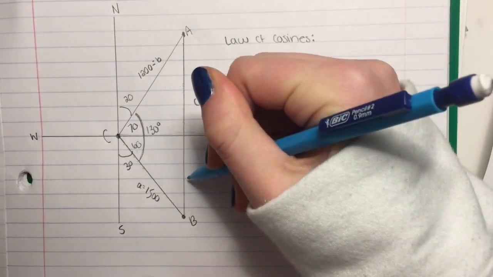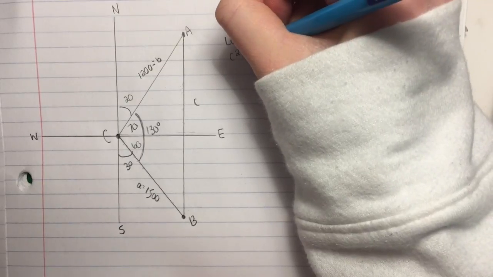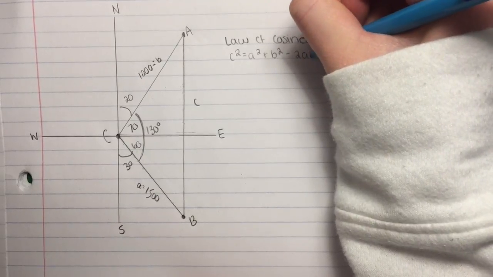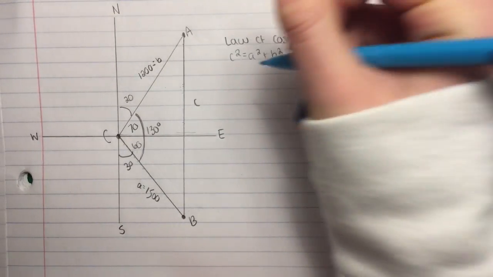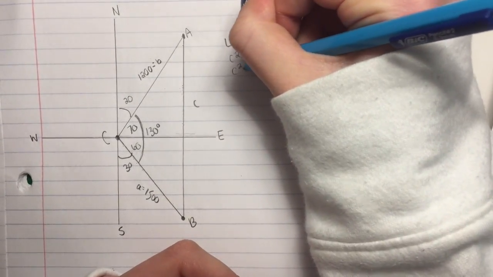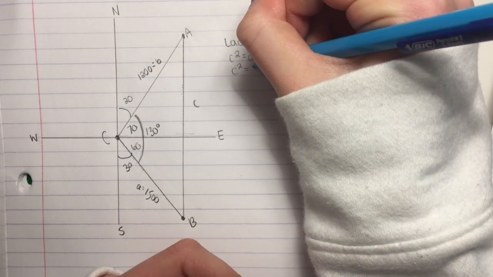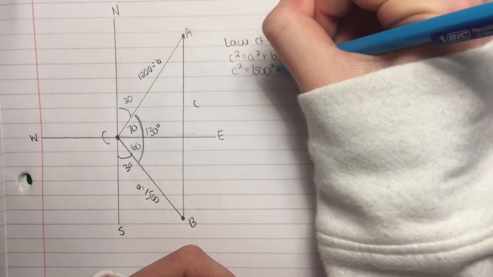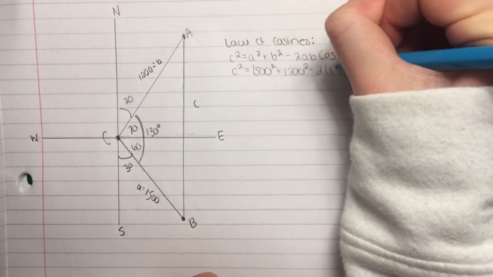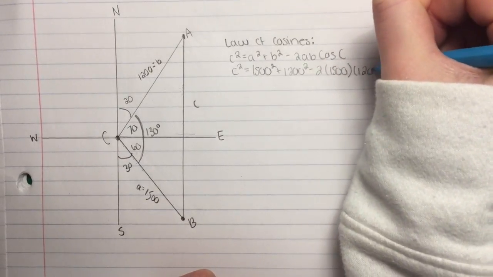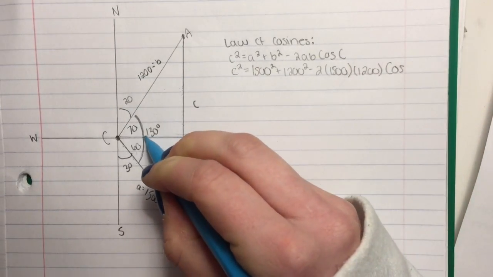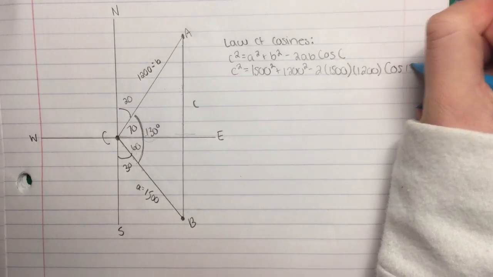So we're trying to find C, so we can use the equation C squared equals A squared plus B squared minus 2AB cosine C. And now we can plug in the values that we know. So we don't know C, but we do know A, which is 1,500 squared, plus B, which is 1,200 squared, minus 2 times 1,500 times 1,200 times the cosine of C, which is here. So the angle C is 130, so it'd be cosine 130.